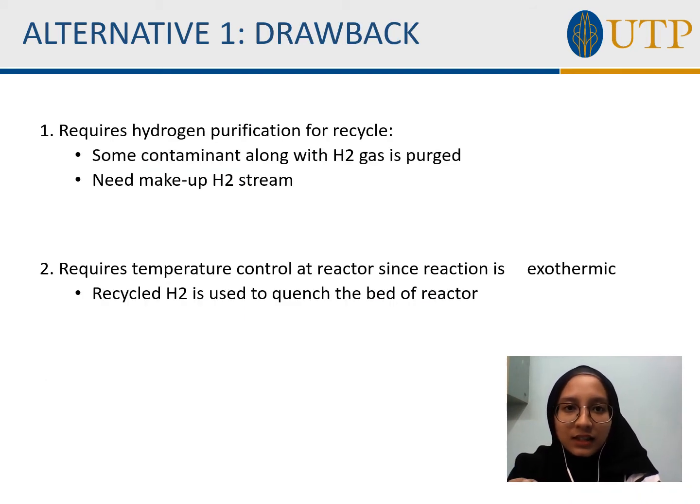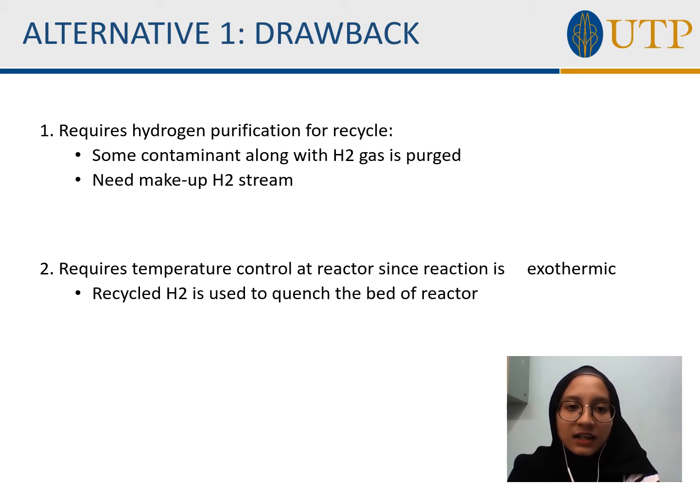For the drawbacks of alternative one, first, it requires purification of hydrogen. Because for this alternative, we need to recycle back our hydrogen as the makeup hydrogen. In order to recycle, the hydrogen must be purified first. Due to that, some hydrogen is purged along with the contaminant, so some hydrogen must be topped up using the makeup hydrogen stream.